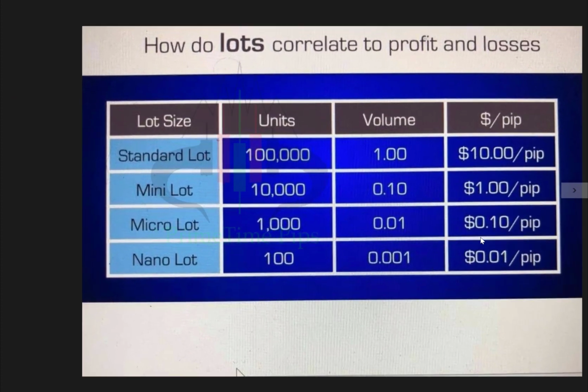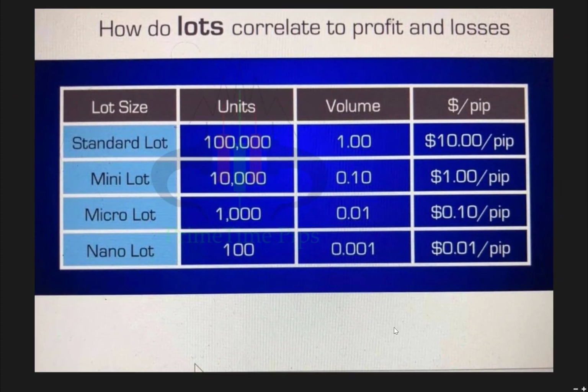I'm going to blow this up just a little bit. In a couple of my earlier videos, you heard me talking about how I do standard lots. On average, that's what I usually do. I started off with micro lots and moved up to mini lots. Now I'm at standard lots. So let me break down what this means.